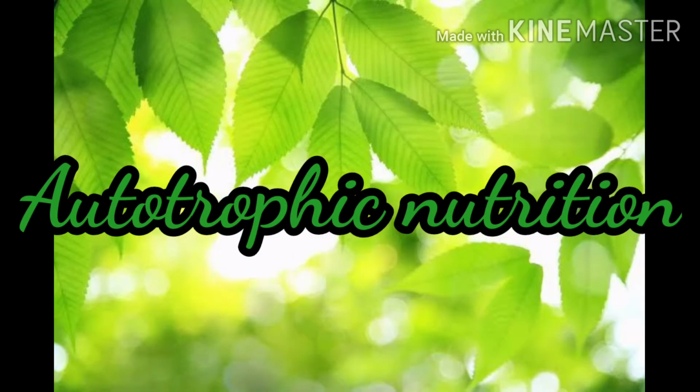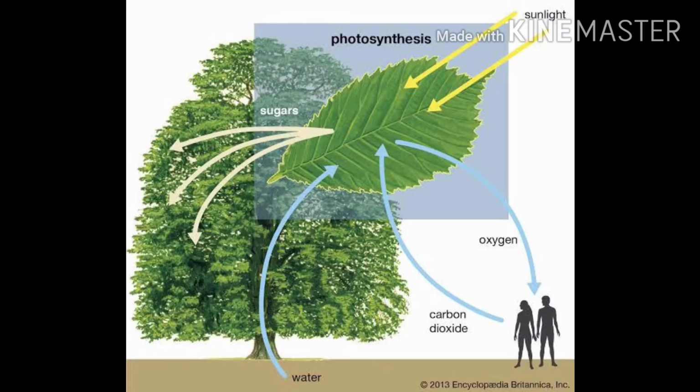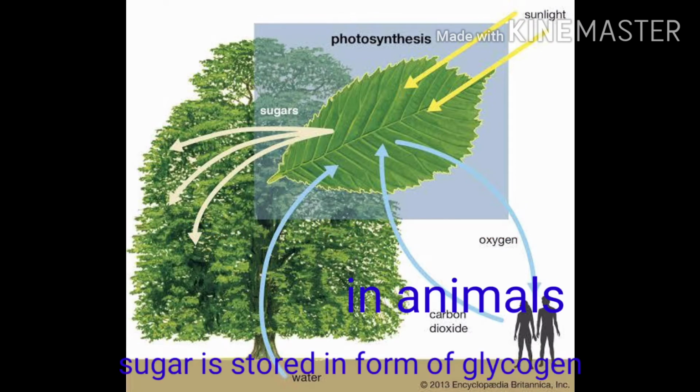Carbon and energy requirements of the autotrophic organism are fulfilled by photosynthesis. Autotrophs take carbon dioxide and water, which is converted into carbohydrates in the presence of sunlight and chlorophyll. Carbohydrates provide energy to the plant. Carbohydrates which are not used for providing energy are stored in the form of starch. In animals also, carbohydrate is stored in the form of glycogen in the liver.